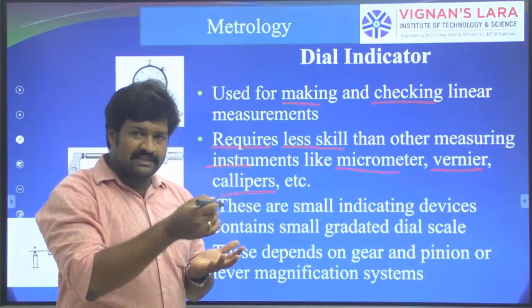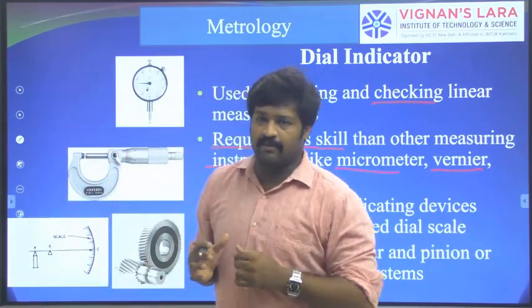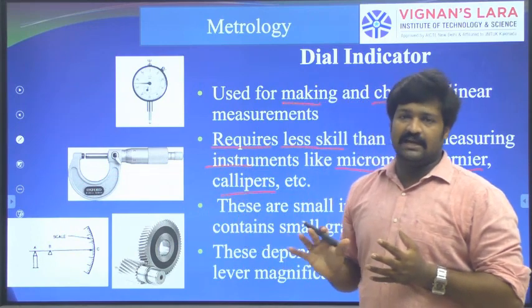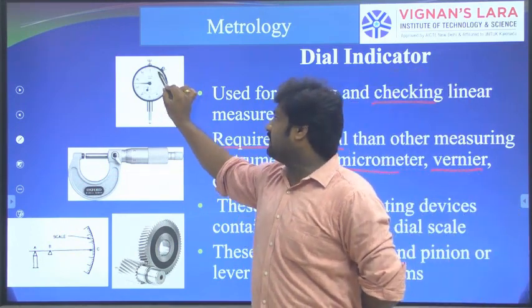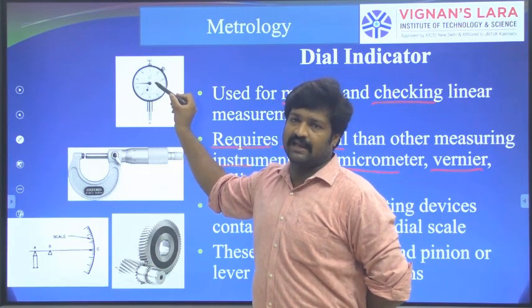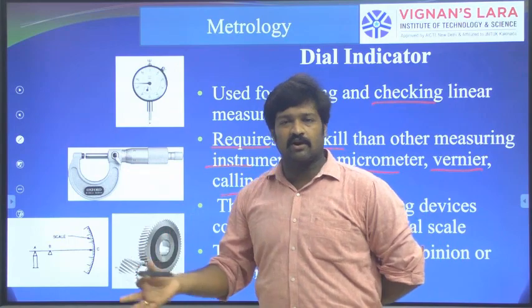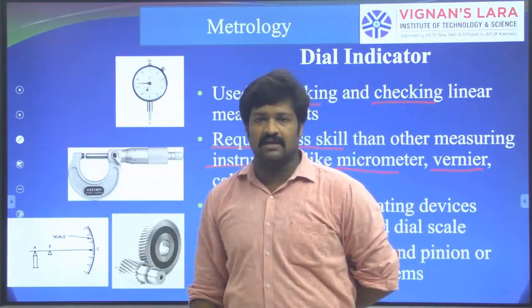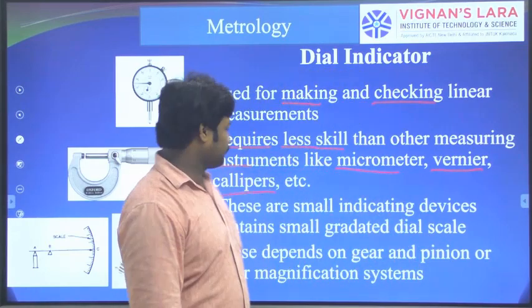Calculating these things requires some skill, whereas using a dial indicator doesn't require high skill. Here the dial gauge itself shows the reading. So we can directly read the reading and use it. Compared to micrometers and vernier calipers, taking a reading is very easy in these dial indicators.